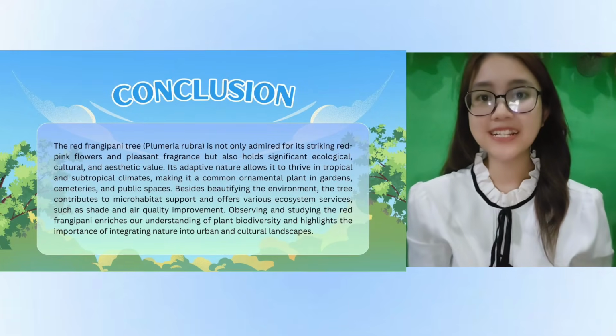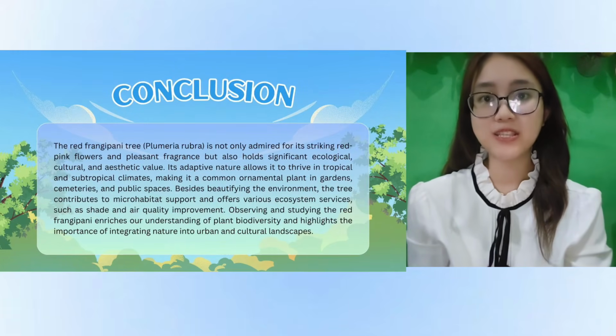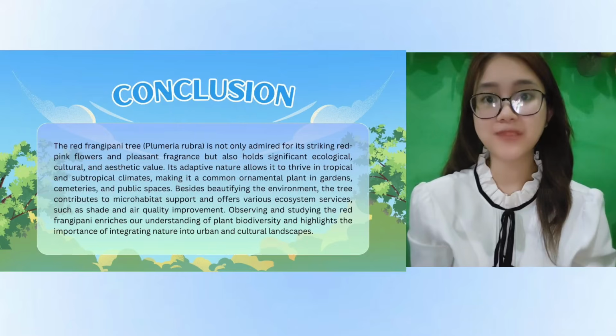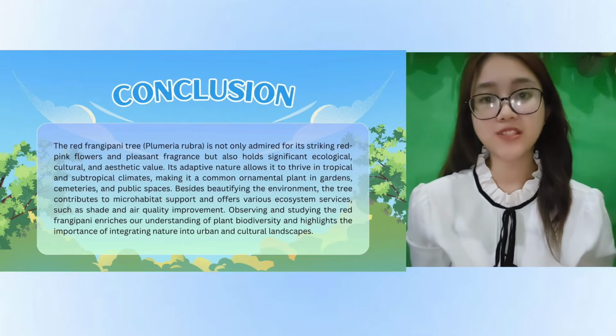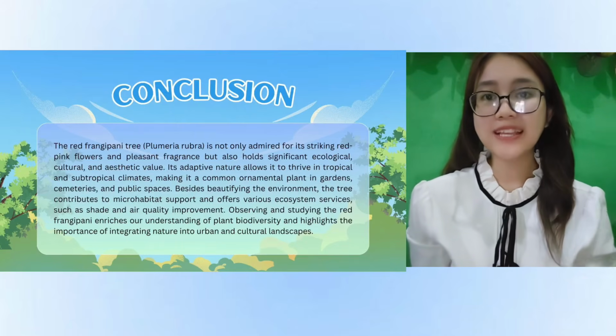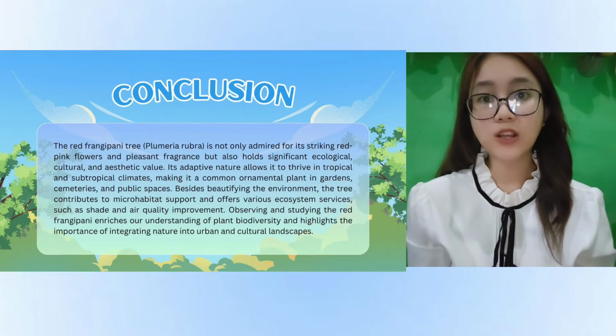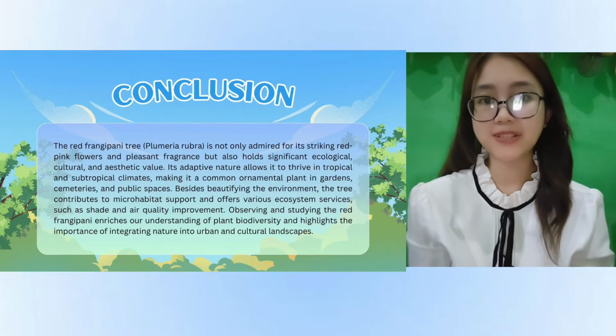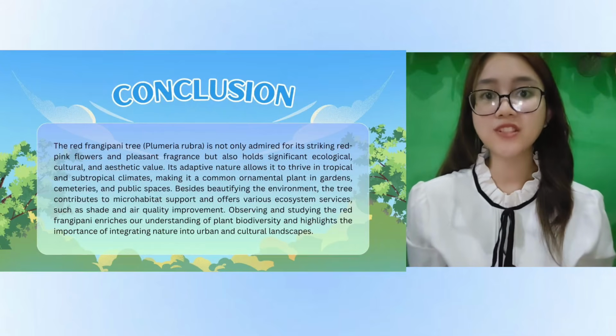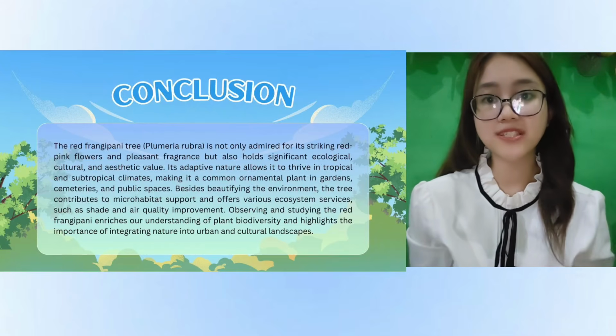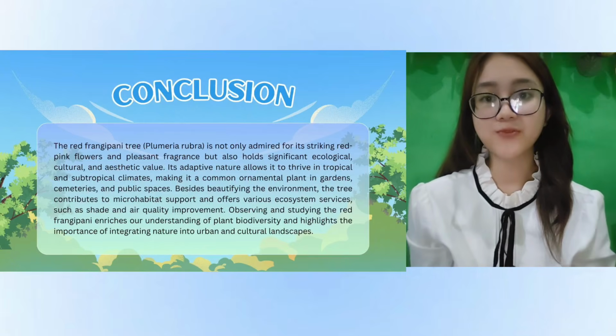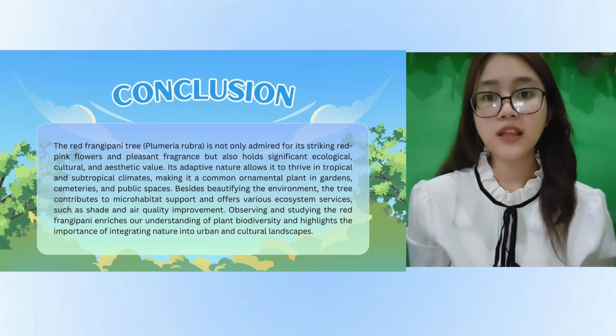So the conclusion is, the Red Frangipani tree, or Plumeria rubra, is not only admired for its striking red pink flowers and pleasant fragrances, but also holds significant ecological, cultural, and aesthetic value. Its adaptive nature allows it to thrive in tropical and subtropical climates, making it a common ornamental plant in gardens, cemeteries, and public spaces. Besides beautifying the environment, the tree contributes to microhabitat support and offers various ecosystem services, such as shade and air quality improvement. Observing and studying the Red Frangipani enriches our understanding of plant biodiversity and highlights the importance of integrating nature into urban and cultural landscapes. That's all for our group.